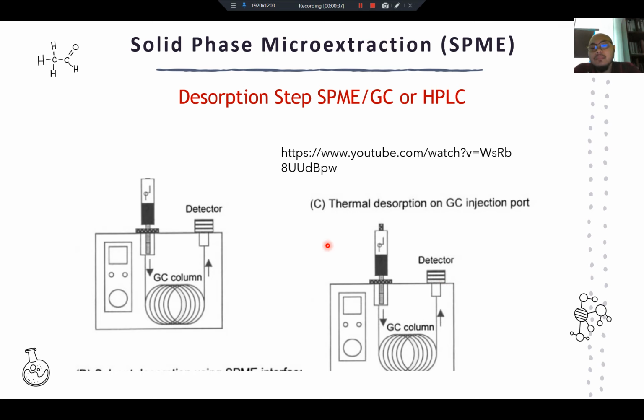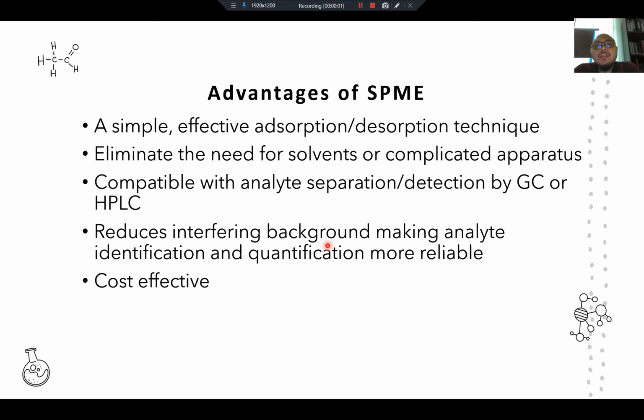Alright, so here are the advantages of SPME. It is a very simple, effective absorption and desorption technique, and it is also very sensitive. It can eliminate the need for solvent or complicated apparatus. So it eliminates the need for solvent, so it's very green.